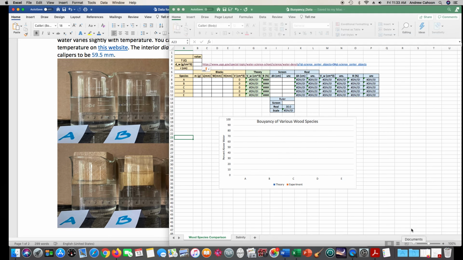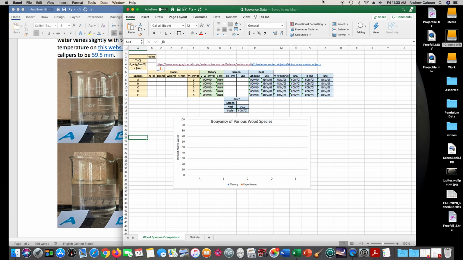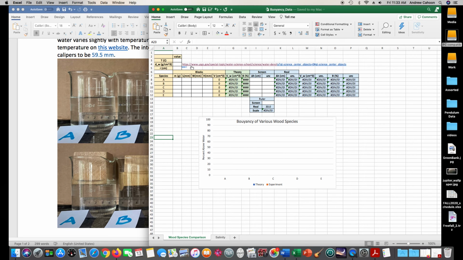Now, for the analysis, you're going to put the data into here. So we have the mass of the blocks, and the length, width, and height of the blocks in millimeters go in here. The spreadsheet will automatically calculate the volume in cubic centimeters and produce a theoretical prediction for what volume of water is displaced, and also something which I call the buoyancy parameter.